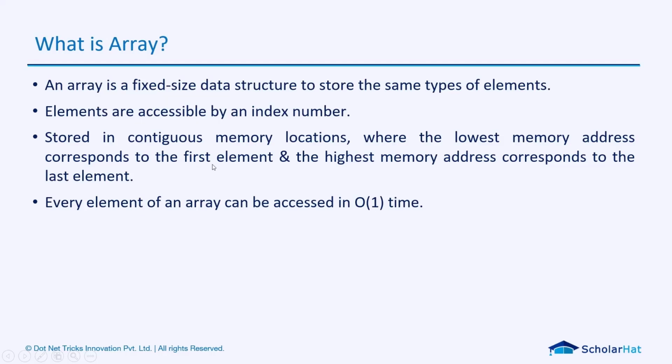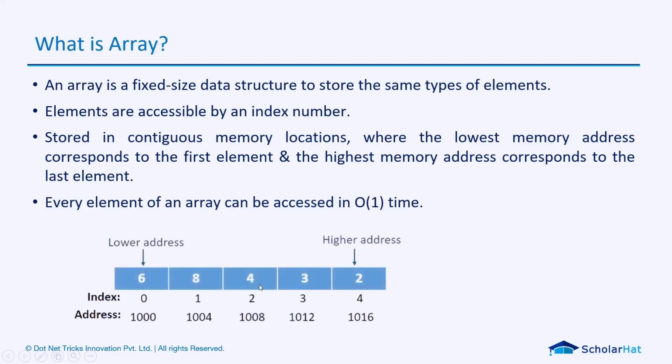Then what does contiguous memory location mean? If it is an integer array, then every block will be 4 bytes ahead. If you consider an integer of 4 bytes, and the first element's address is 1000, then the next address will be 1004, and after that 1008. It will never happen that you skip 1004 and input an element at address 1008. That means you cannot skip the second index and go to the third. Every element of an array can be accessed in O(1) time. We're going to see this also.